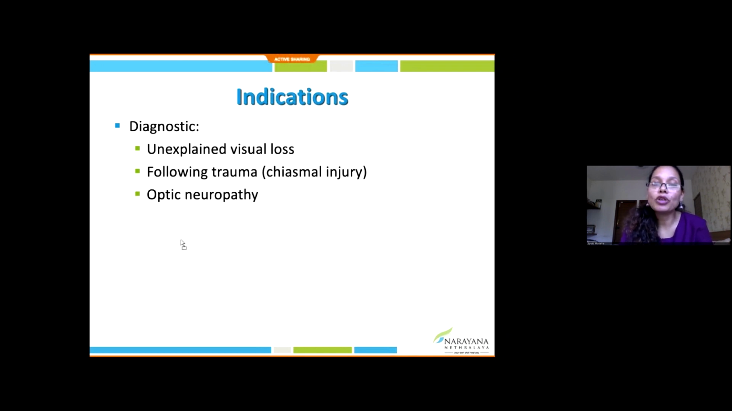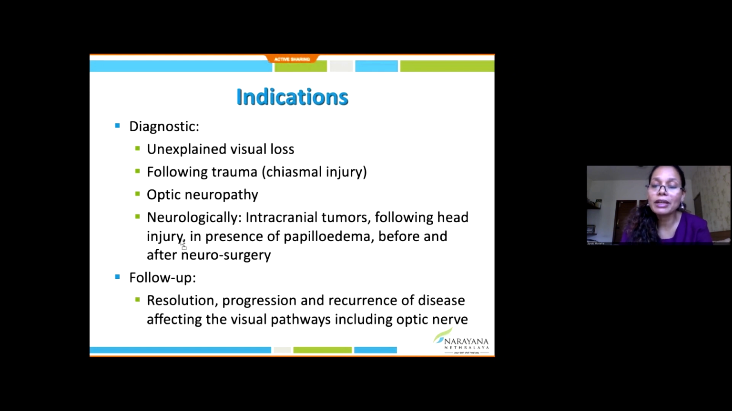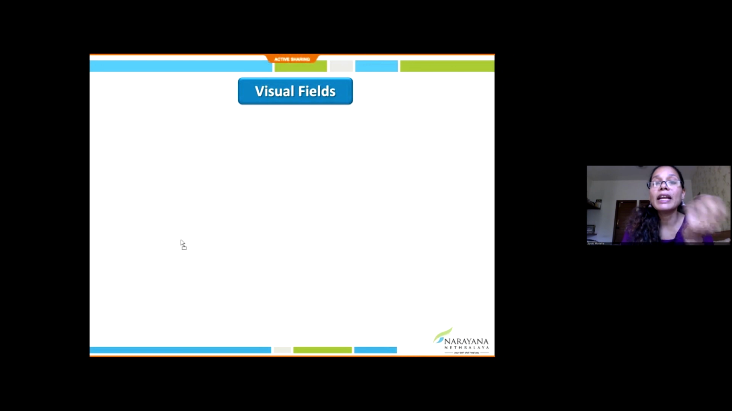For any optic neuropathies, neurologically for intracranial tumors, following head injury, in presence of papilledema to follow up and to check for resolution, before and after neurosurgeries, important follow-up for resolution, progression, and recurrence of disease that affects the visual pathways, including the optic nerve. So these are the specific indications. So how would you interpret them?